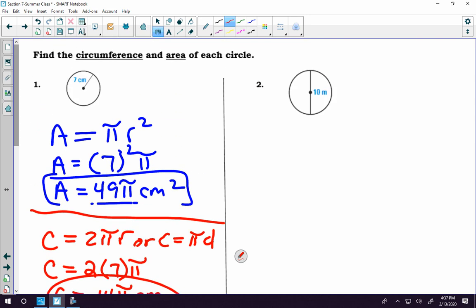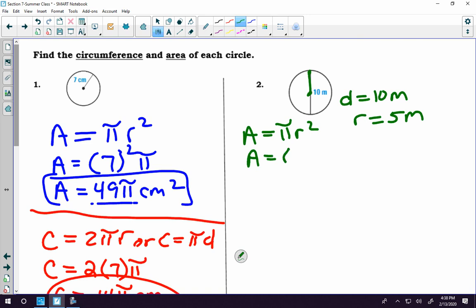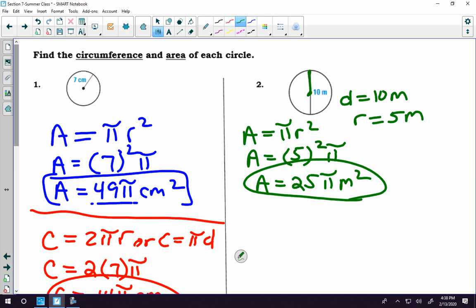Okay, in example 2, let's find the area first. So the space inside of the circle is area equals pi times radius squared. I want you to realize in number 2 that they have given you the diameter length, which is 10 meters. So we need to cut that in half to find the radius. So the diameter is 10 meters. Therefore, the radius is half of that, so the radius is 5 meters. So the space inside this circle is going to be 5 squared pi, which is 25 pi square meters.